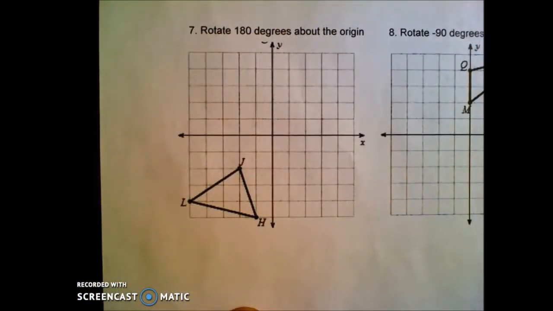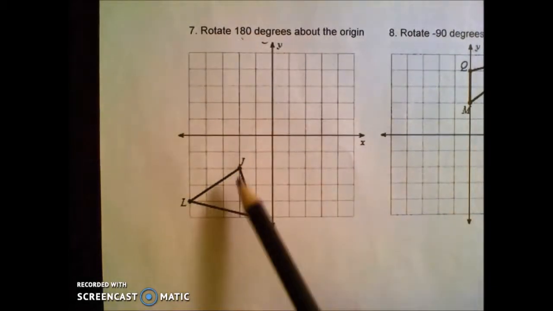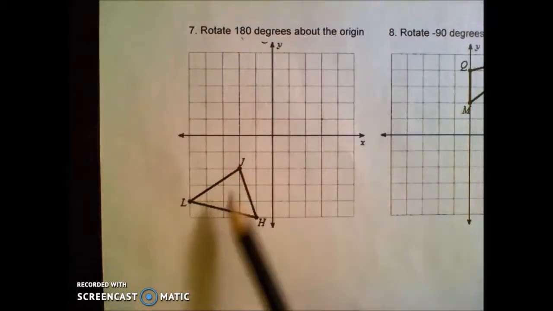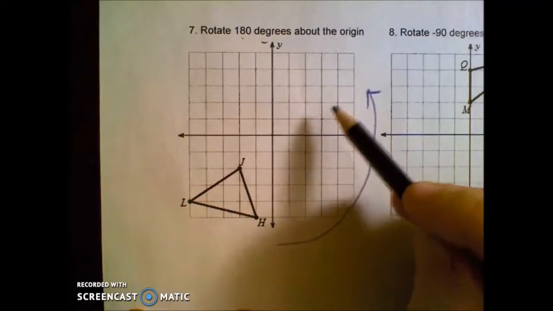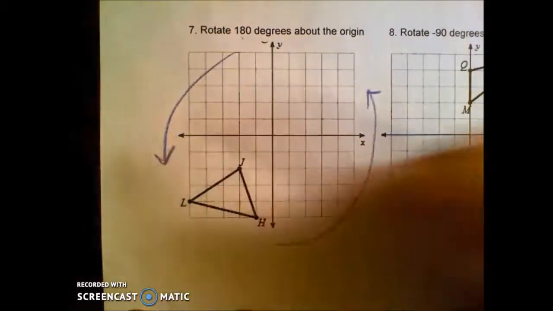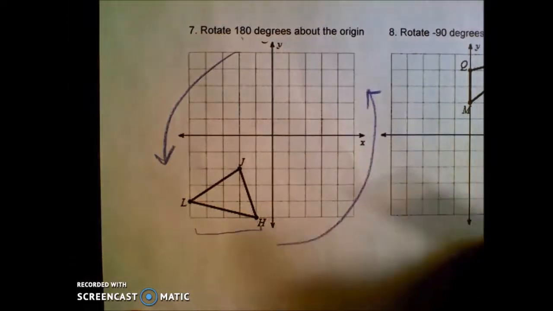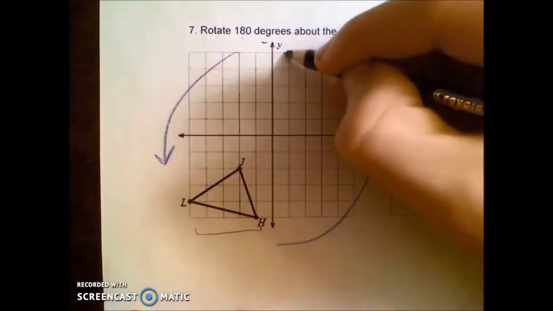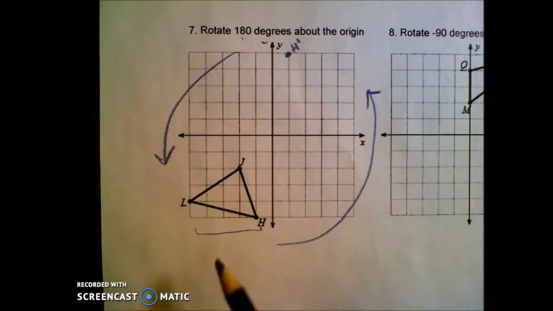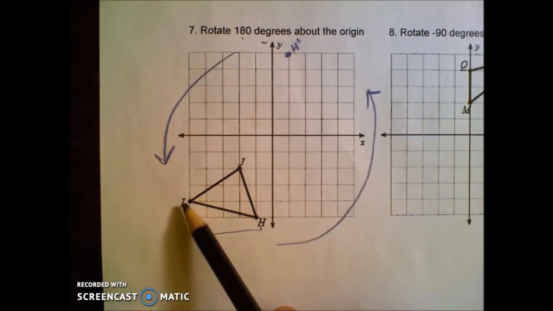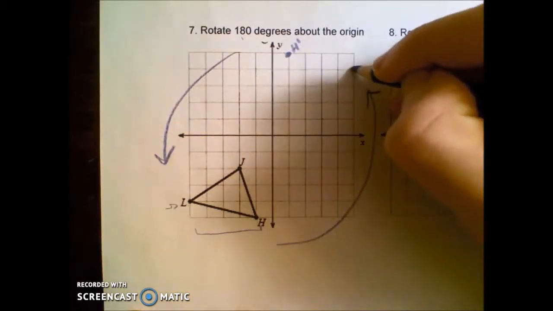Now doing this without the transfer paper is much more difficult. You have to remember, since it's a 180 degree rotation, anything in this quadrant here, this is quadrant 3, will be rotated up into quadrant 1 and vice versa. Okay? So H here will actually go from the bottom of this graph up to the top up here to create H prime. L will go from this side right here up to here.